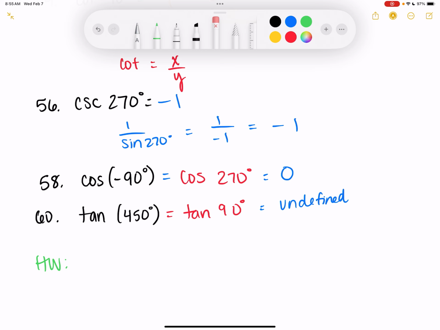Let's see, 13. 17. And then 51 through 59 odd. What page is that? 518 and 519.